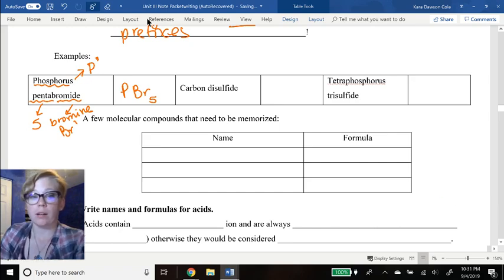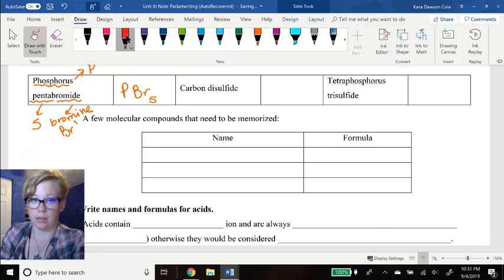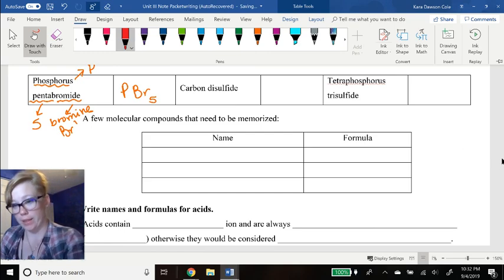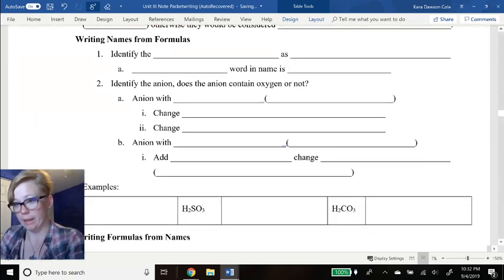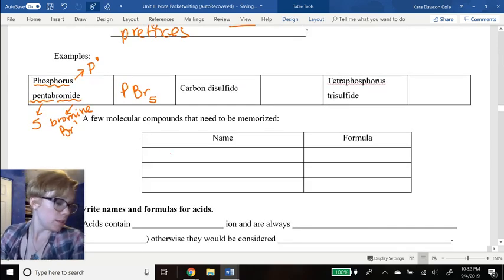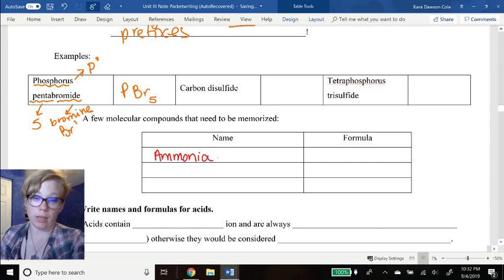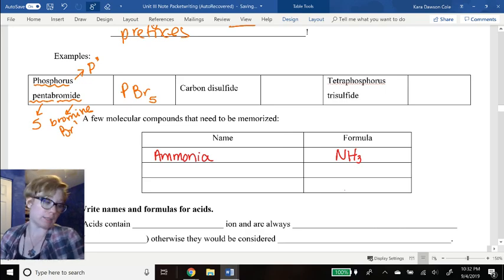Okay. There are a few compounds that you have to know the names of. So you have to memorize these. These are things that I can't stress enough. These are memorization, right? So the first one is ammonia. Not ammonium, ammonia. The formula for this compound is NH3. Ammonium is NH4 plus. Ammonia, NH3, does not have a charge.